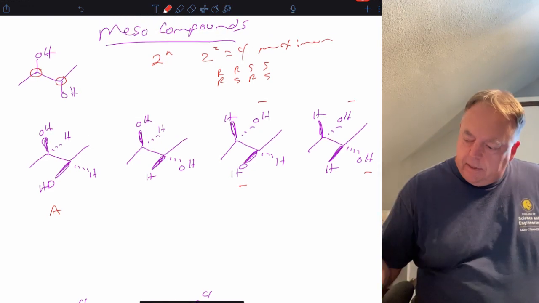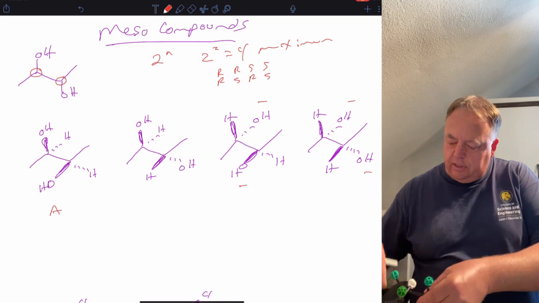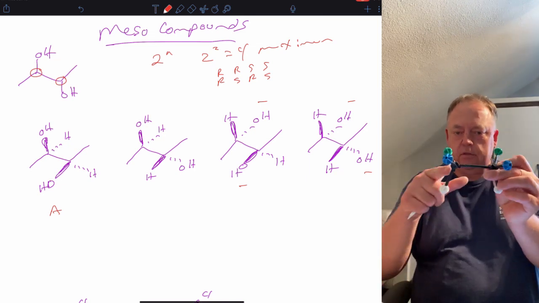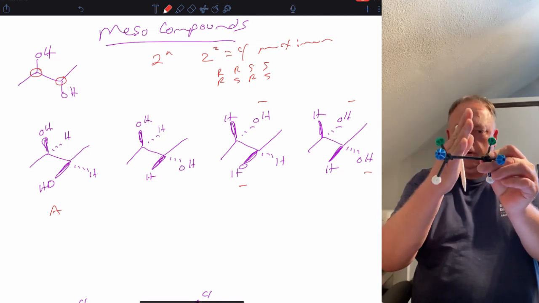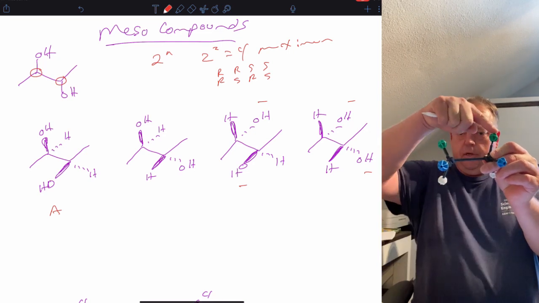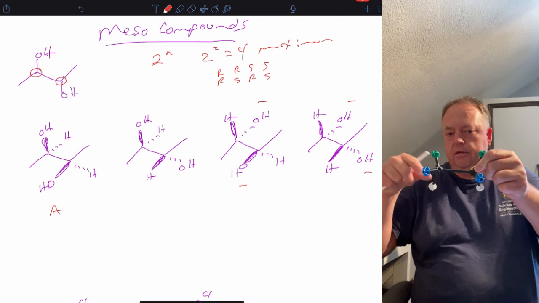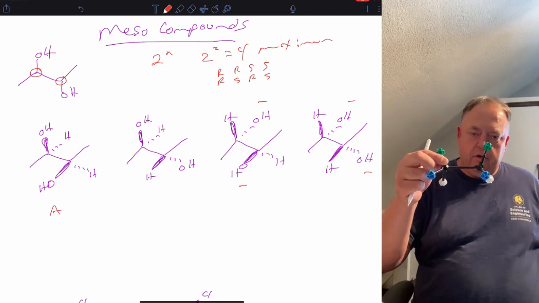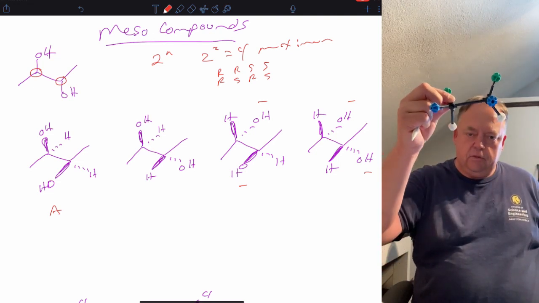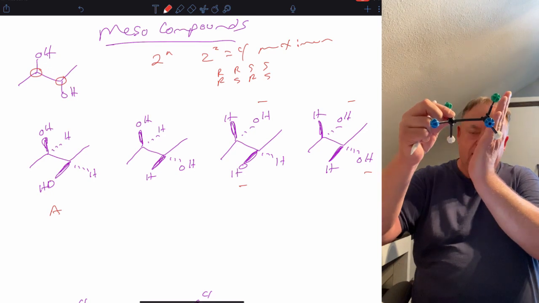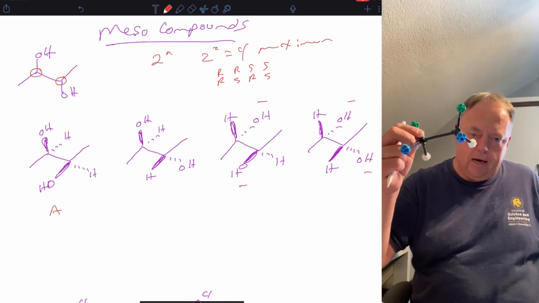So what's unique about this molecule? To be a meso compound, it has to have 2 chiral centers, but it's got an internal plane of symmetry. So you can see here, green reflects to green, blue reflects to blue, and white reflects to white. So any molecule that's got chiral carbons but also has an internal plane of symmetry is a meso compound, and it is not optically active.